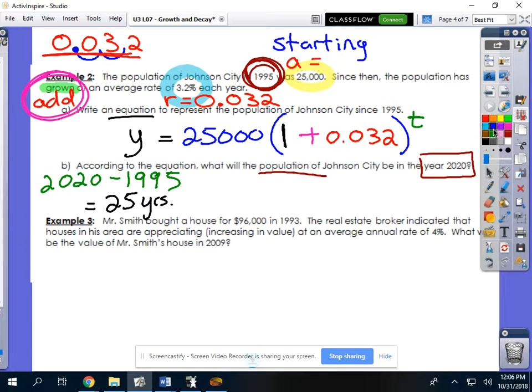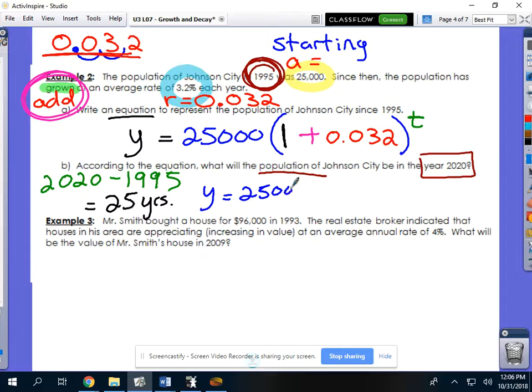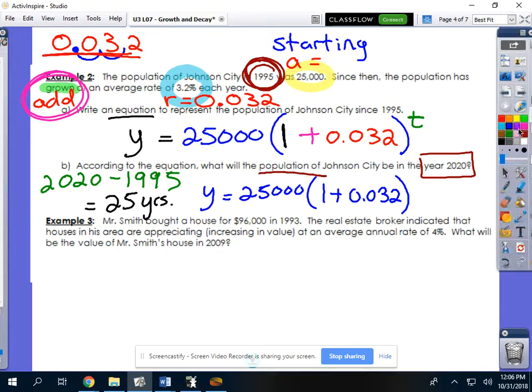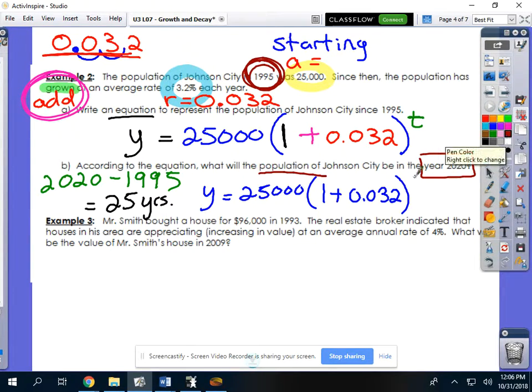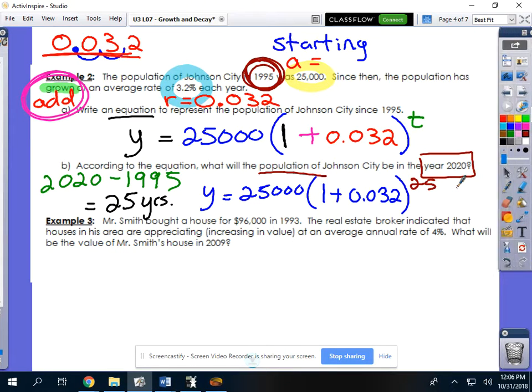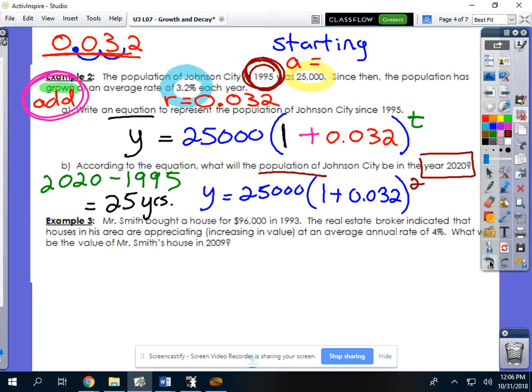So let's write it out first before we plug this in our calculators. Y equals 25,000, open parentheses, 1 plus 0.032, all raised to, this is where it comes in, all raised to the 25th power. I'll write that in different colors so y'all can see it. All raised to the 25th power.